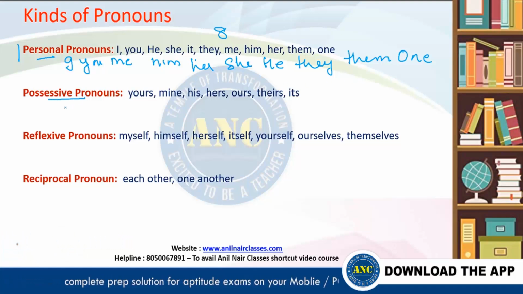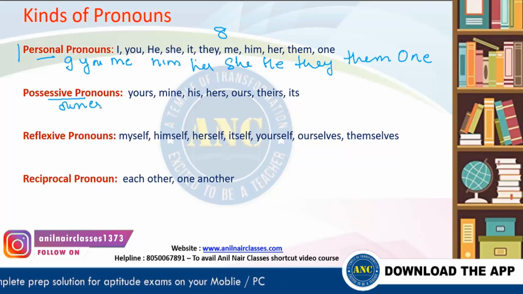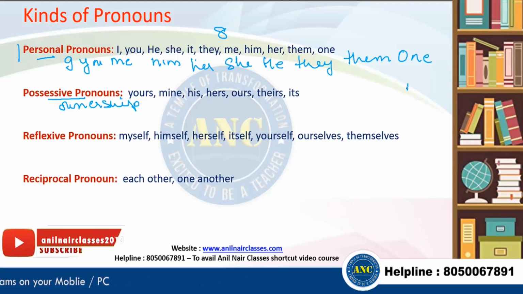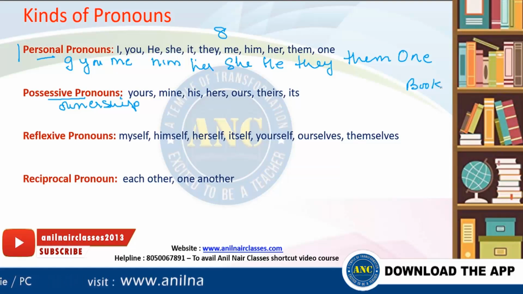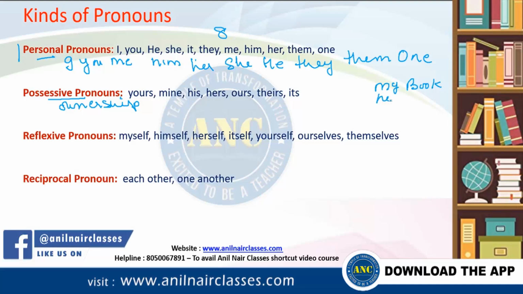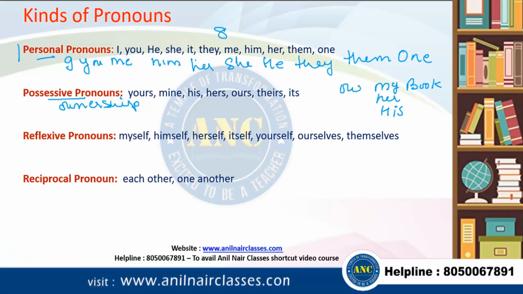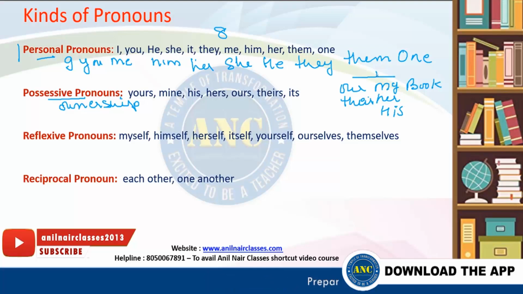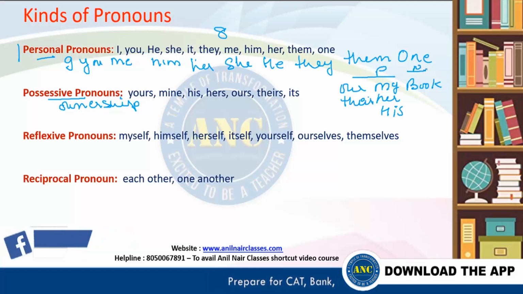Possessive pronouns talk about ownership, right? Now, if I say there is the ownership of the book, I'll say this is my book, this is her book, this is his book, right? This is our book, this is their book. What you have observed is that these pronouns are present before the noun.